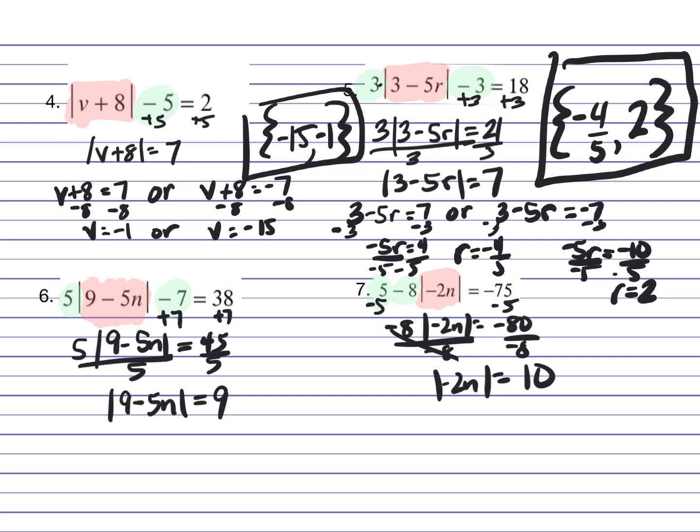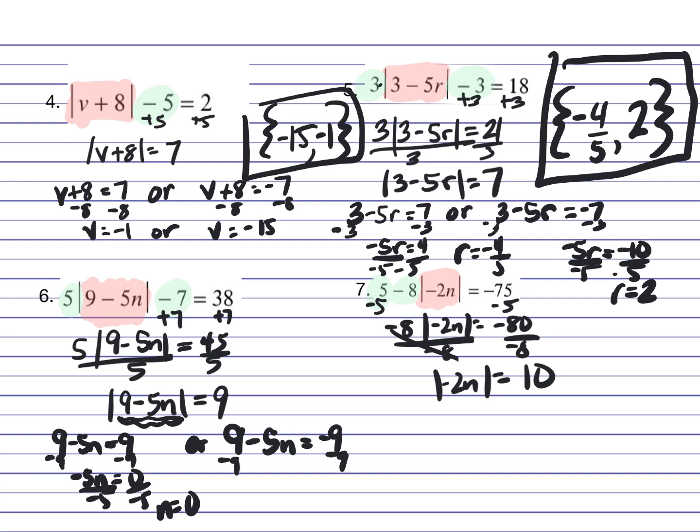Number 6, put the word or down. Take what's in the absolute value out, 9 minus 5n, set it equal to positive 9, or take what's in the absolute value out, 9 minus 5n, set it equal to negative 9. Subtract 9 from both sides, negative 5n equals 0, divide by negative 5, n equals 0. Subtract 9, negative 5n equals negative 18, divide by negative 5, n equals positive 18 over 5. So my two solutions are positive 18 over 5 and 0.